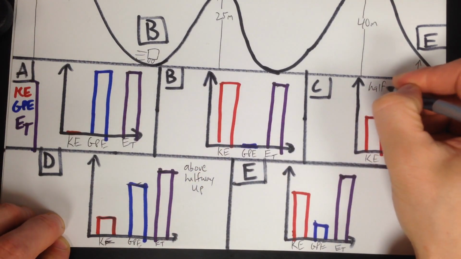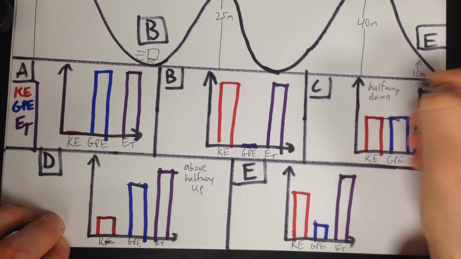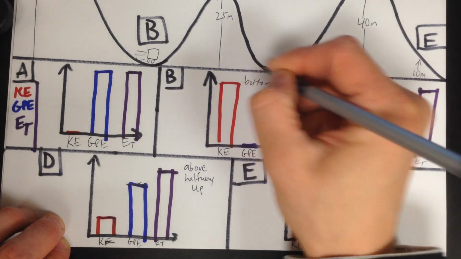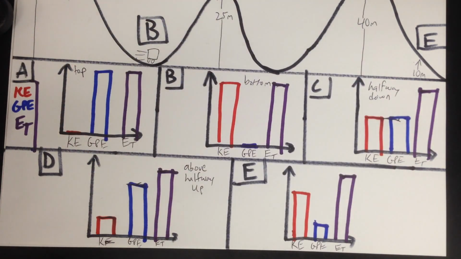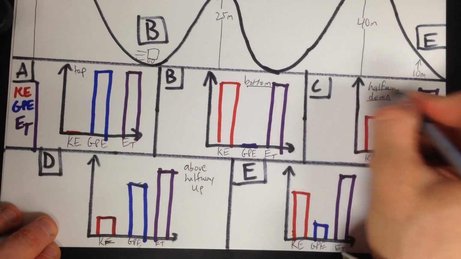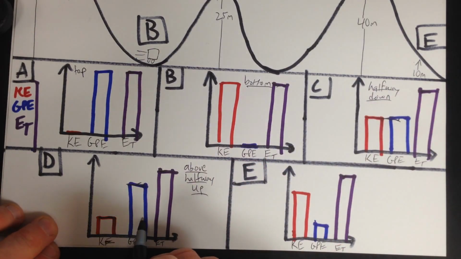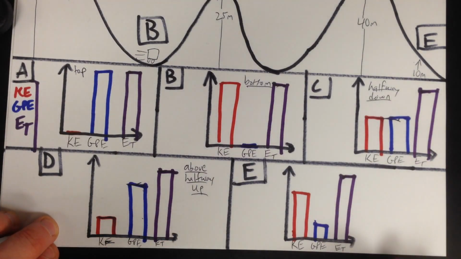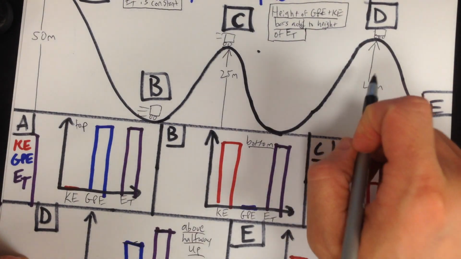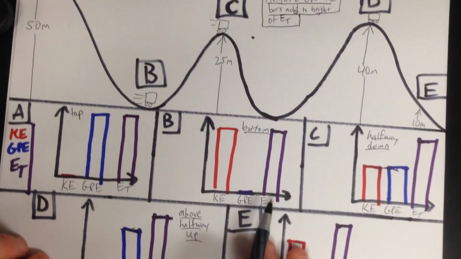This is halfway down, this is the bottom, this is the top. You can mark those for yourself. But above halfway up means that it's not split evenly. It means that GPE is greater than kinetic energy. Do you still have kinetic energy? Yeah, you're still moving there, so you still have kinetic energy. Not that much, though.